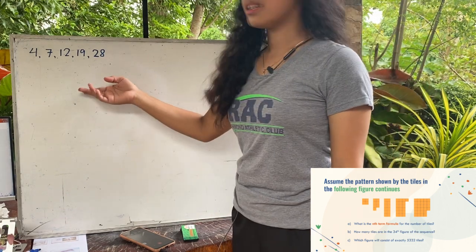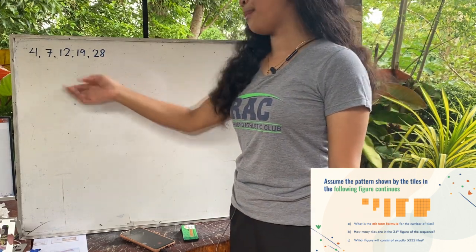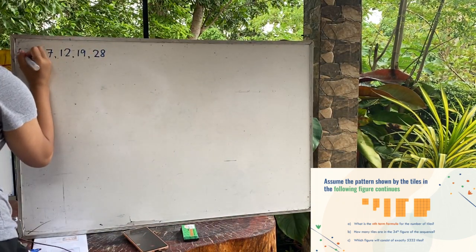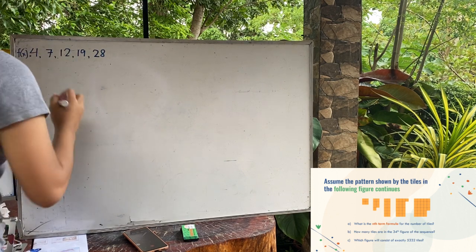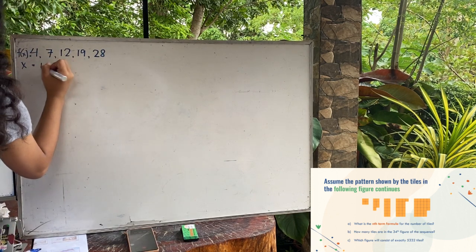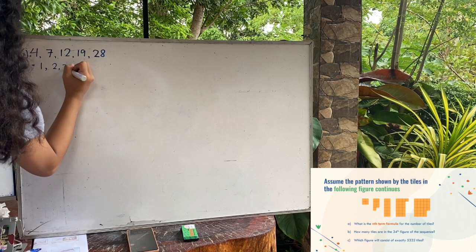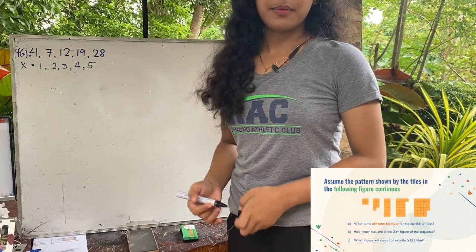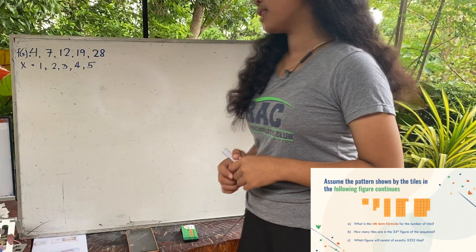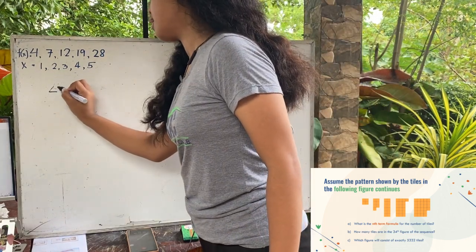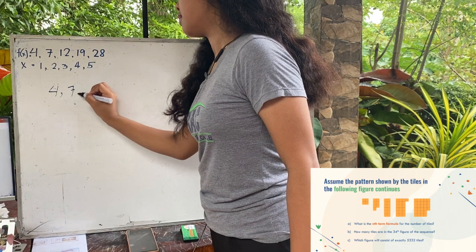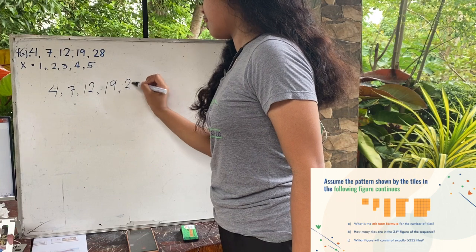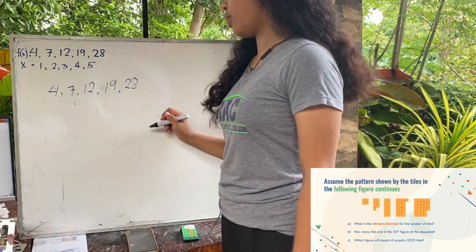So here is the result of the given example, and this is the value of our f of x. And our x is equal to 1, 2, 3, 4, 5. So the first step that we are going to do is to construct a difference table. So we have here 4, 7, 12, 19, and 28. And this is the sequence that we are going to solve.